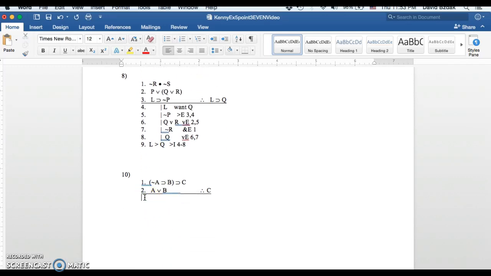Okay, one more. Now this one, notice we don't have a conditional as our conclusion. We just have C. So how do we get C? Well, C here is the consequent of a conditional. So we could get it by conditional elimination if we had the antecedent of the conditional. But we don't have the antecedent. But notice what the antecedent is. It's a conditional. So if we want to get a conditional, we use conditional introduction. We assume not A. We want B.